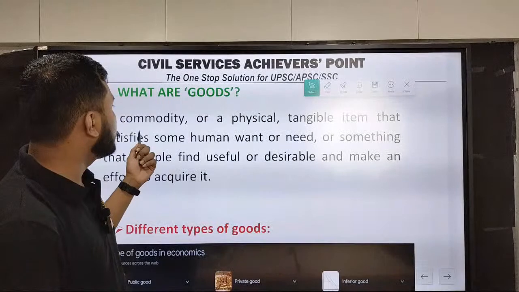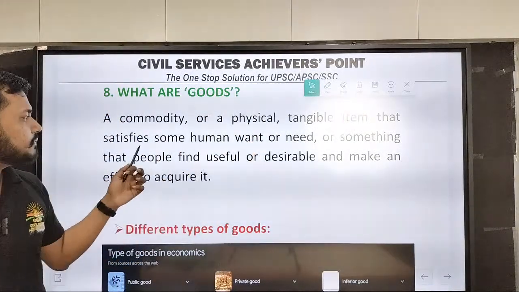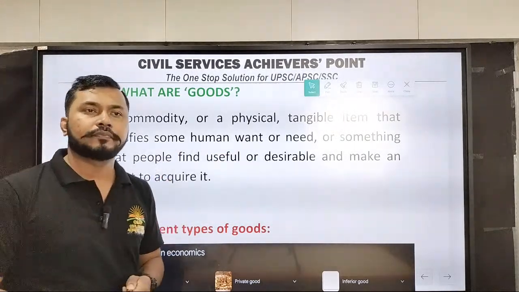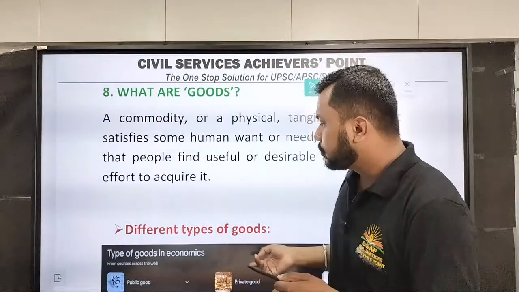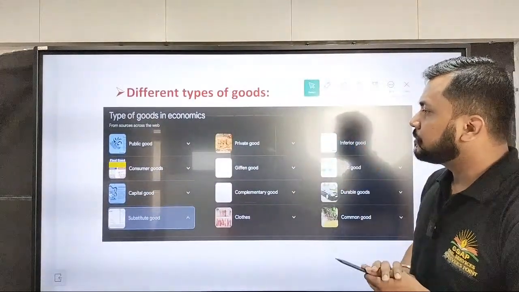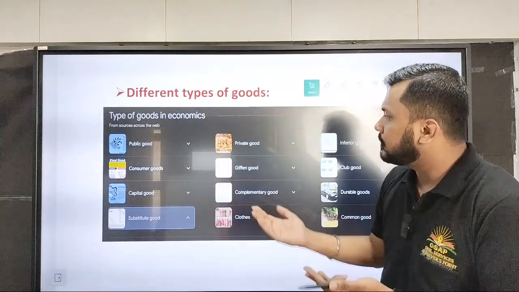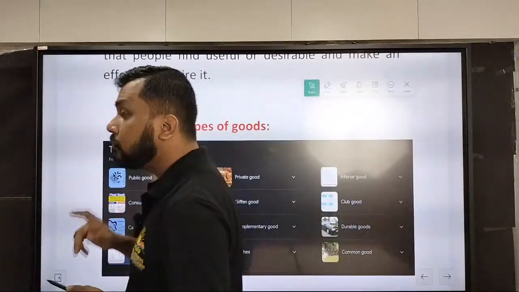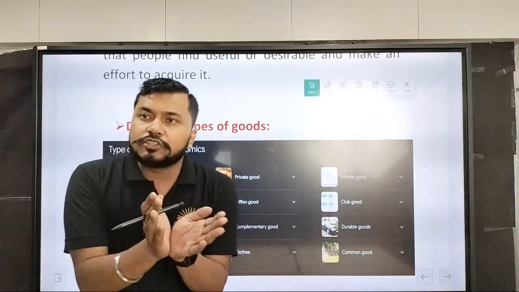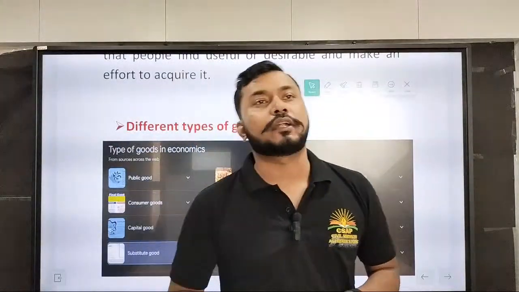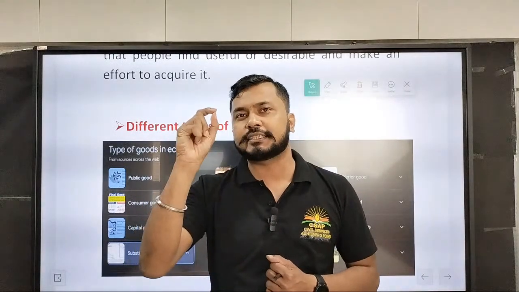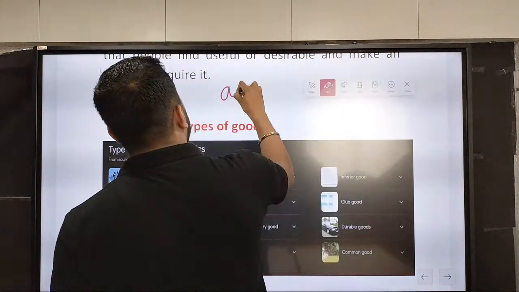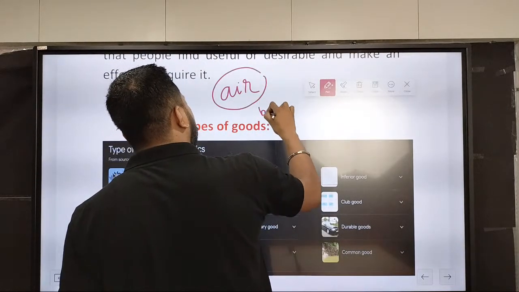So a commodity or a physical tangible item that satisfies some human want or need, or something that people find useful or desirable and make effort to acquire, is known as what? Goods. So here we can see there are various types of goods: public goods, consumer goods, capital goods, substitute goods, private goods, complementary goods, and so on. Now if I have to say about free goods, if one does not need to pay anything for a good, it is called free goods. And what is the best example of a free good? The best example of a free good is the air we breathe.